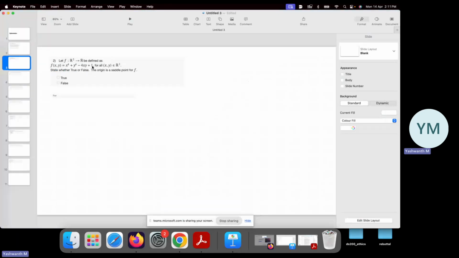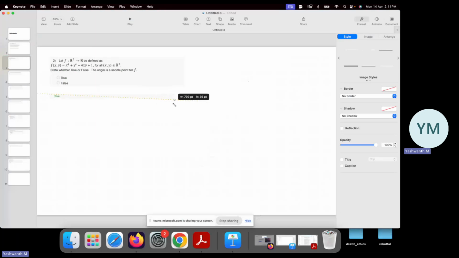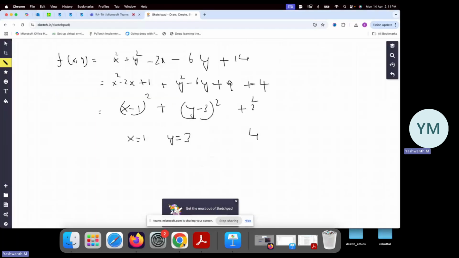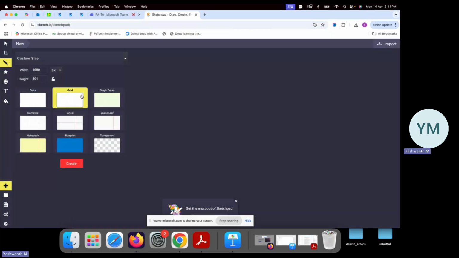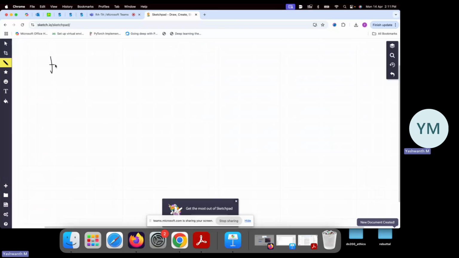Second question: the function is f of x comma y equals x power 4 plus y power 4 minus 4xy plus 1. The question is whether the origin is a saddle point or not. So we will solve that.